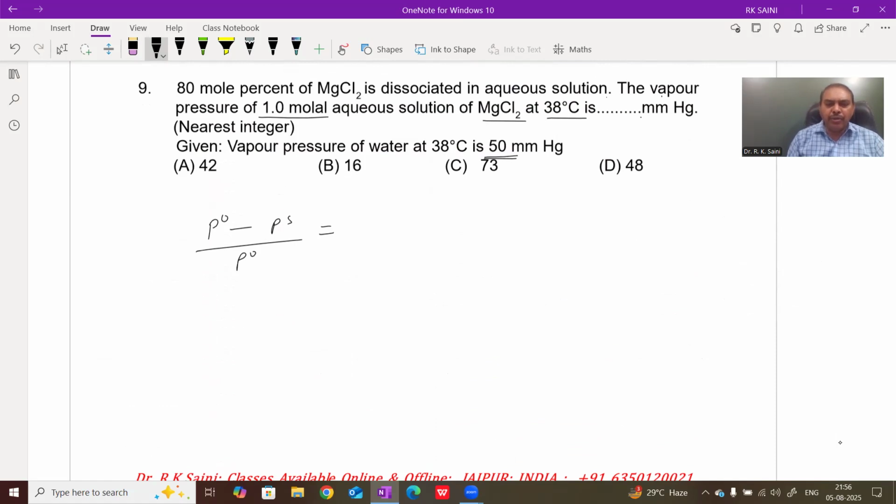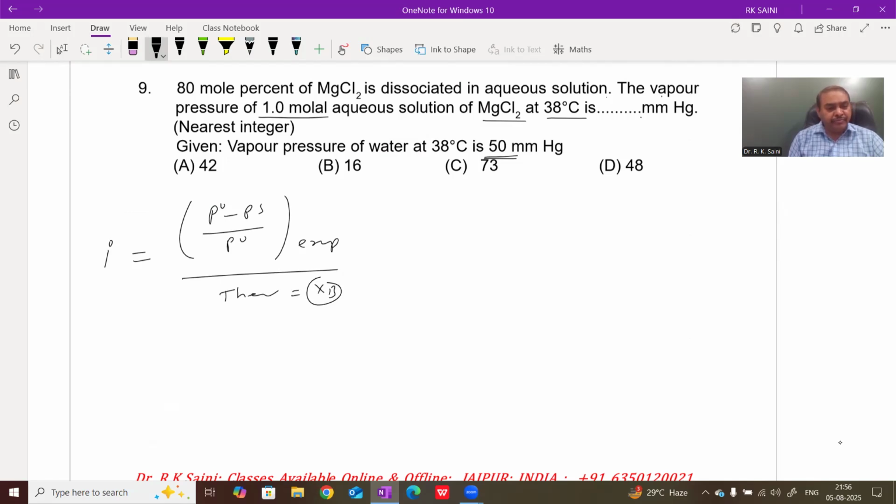In case of abnormal colligative properties, we know that Van't Hoff factor I is the ratio of the experimental value, or observed value, of the colligative property to the theoretical value, and the theoretical relative lowering of vapor pressure is XB. Therefore, the experimental value of (P node minus PS) upon P node equals I into XB. Now putting the values. Given P node of pure water is 50 mmHg, and the required vapor pressure of solution is PS.